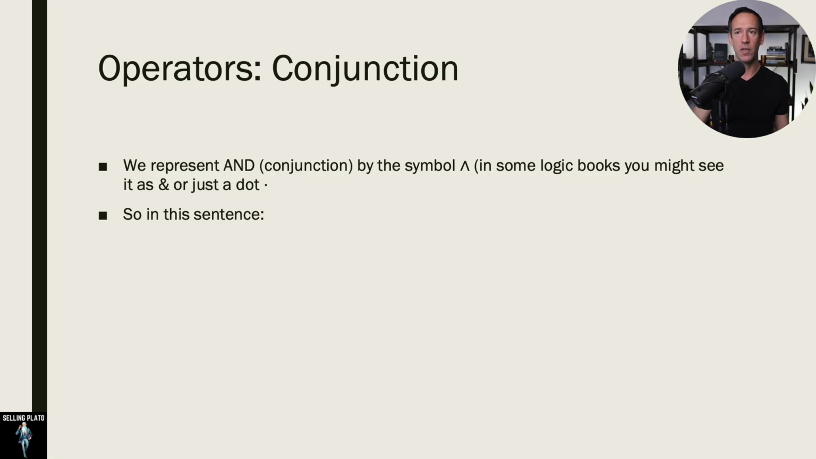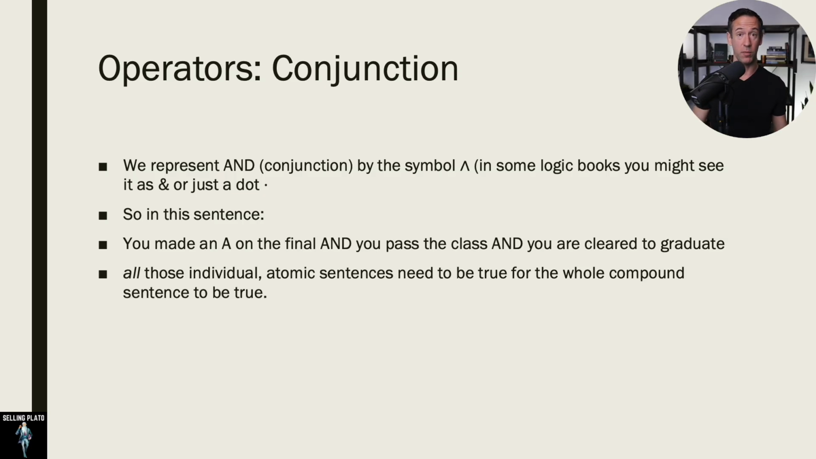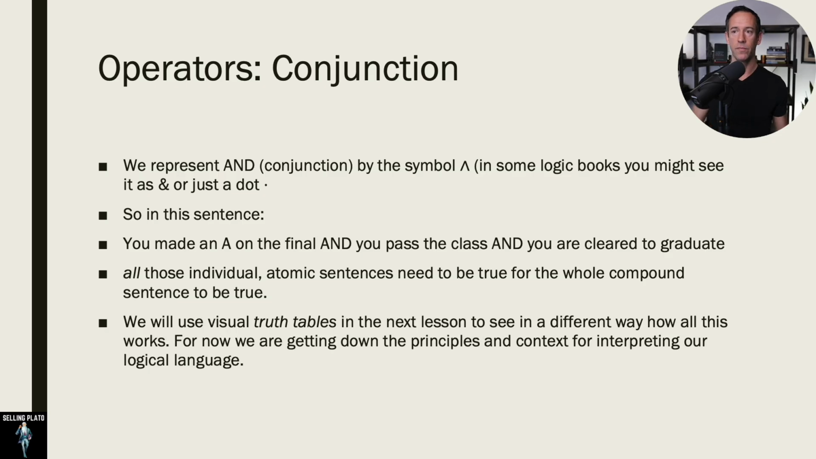So in the following sentence, "You made an A on the final, and you passed the class, and you're cleared to graduate." There's going to be our sentence. And you can see there it has a couple different operators, right? All of those individual atomic sentences need to be true for the entire compound sentence to be true. All right? Each of its parts needs to be true for the whole sentence to be true.